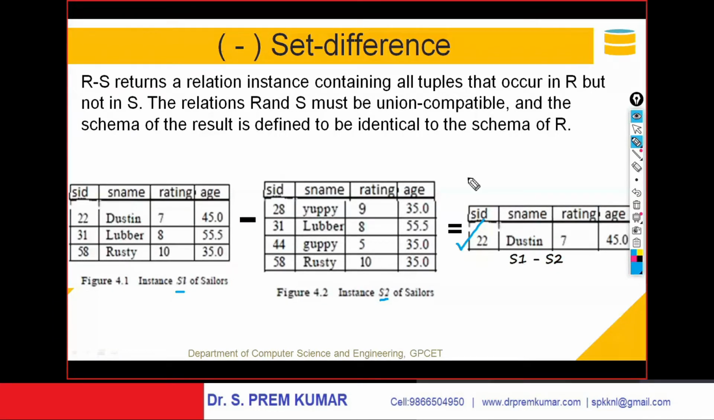And hence in this example you got Dustin. 22 Dustin is only in the first relation. This Dustin is not in the second relation. Why are you not getting Lubber? Lubber is in the first relation, Lubber is in the second relation also, and hence you will not get it. Why are you not getting Rusty? Rusty is in the first relation, Rusty is also in the second relation, and hence you will not get it. And hence in your output you will get only Dustin. Right? That is called set difference. The tuples which are available in the first relation but not in the second relation will be listed out.